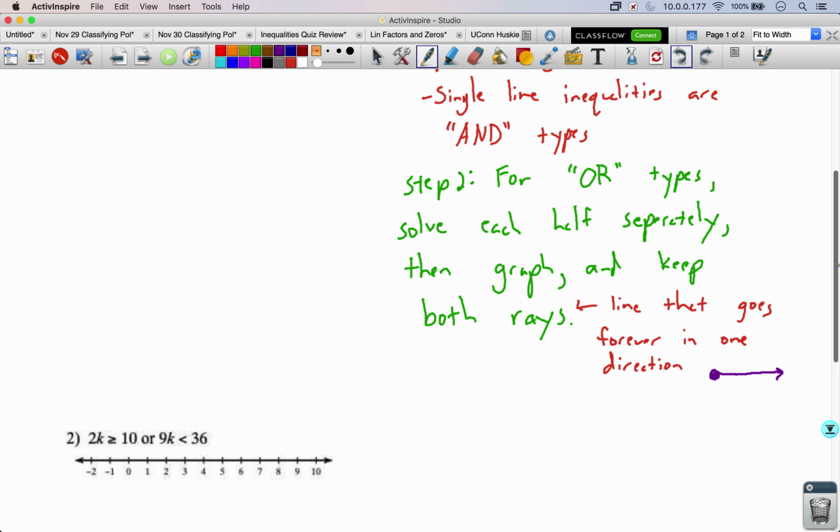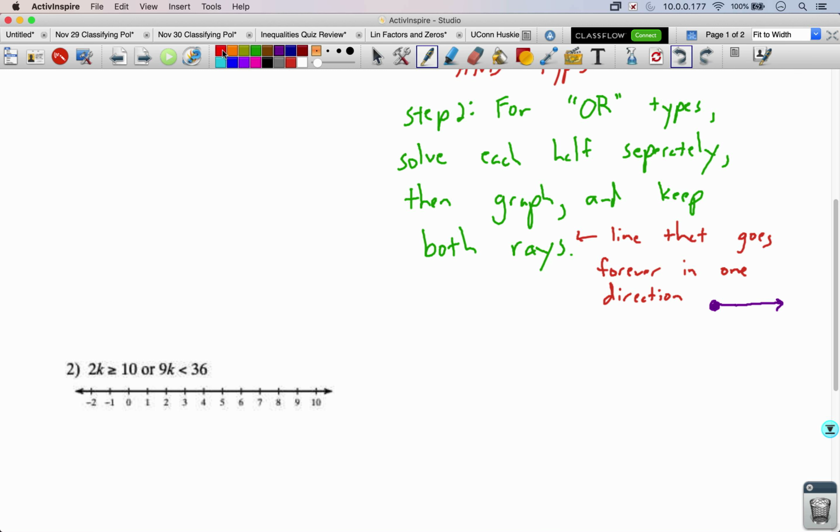All right. And let's add this in: these typically don't overlap.